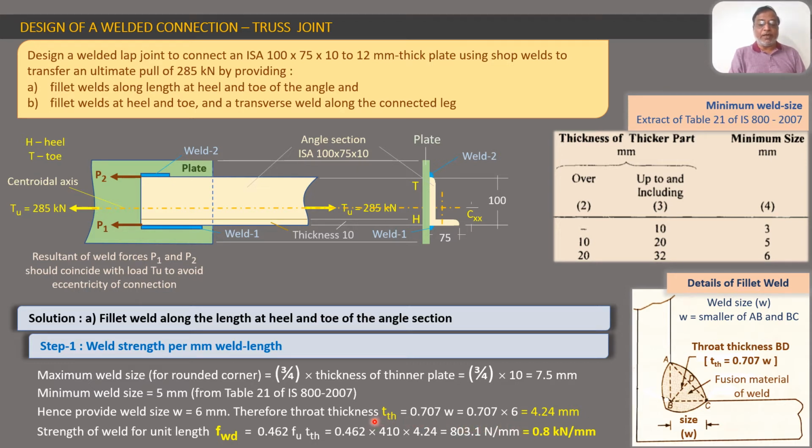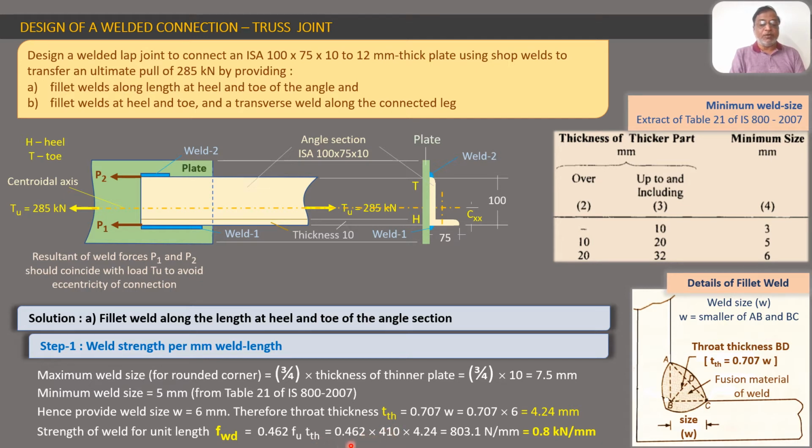So the throat thickness, as we have seen in the diagram here, this is the throat thickness you can see in this diagram, and it is 4.24 mm. So the strength of weld per unit length, FWD, is what we want to find out from this step. The formula is given in the IS code. The formula is 0.462 Fu into TTH, where TTH is the throat thickness.